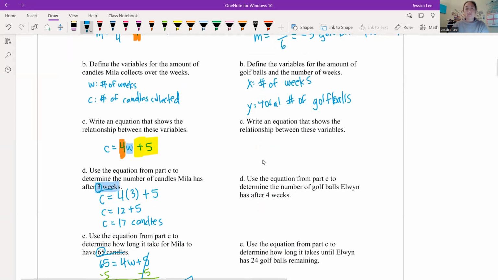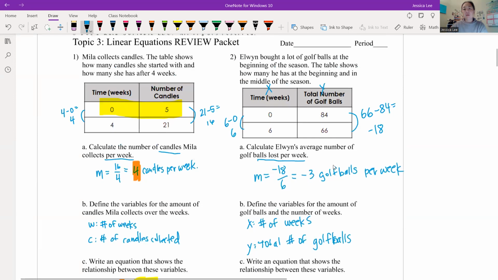All right, so now we're going to write an equation. So y equals, we got our slope and we have our y-intercept, right? Just like how we did before. So y equals m. What was our m? It was -3, because we're losing 3 golf balls per week. So x is our total number of weeks. And then plus, how many did we start with? How many do you have in the beginning? You had 84 in the beginning, right?